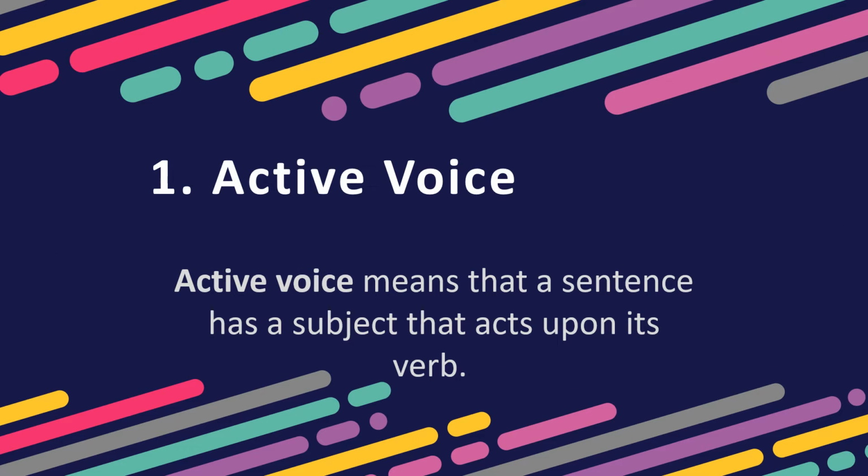Active voice. What is active voice? It means that a sentence has a subject that acts upon its verb. For example, Ali writes a letter. Who is the subject here? Ali is the subject. What is the verb? Writing is the verb, or write is the verb. And what is he writing? He is writing a letter.